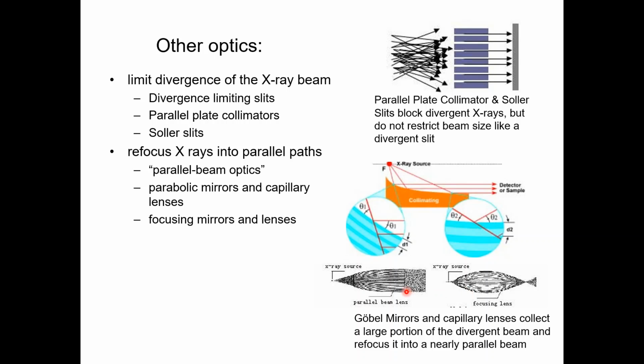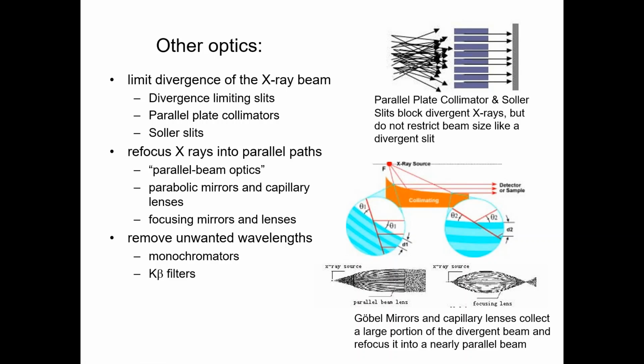Here you can see that Göbel mirrors and capillary lenses collect a large portion of the divergent beam and refocus it into a narrow parallel beam. So here you can see the X-ray source, where we have a large portion of the divergent beam, and after that it has been focused into a narrow parallel beam.